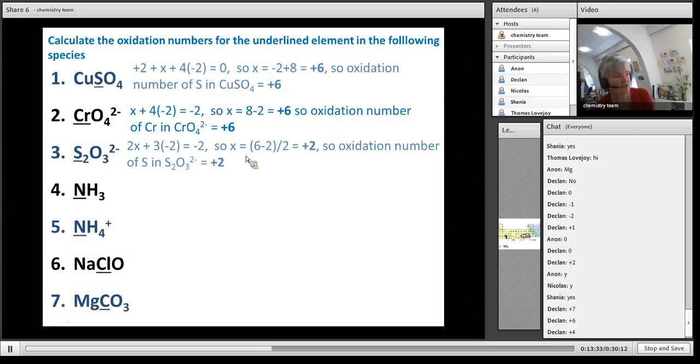So if I work it out, 2x then is equal to 6 minus 2, which is 4. And so x is equal to 4 divided by 2, so it's +2. Do you all follow why I divided by 2? You're welcome to say no, because somebody else may be hoping desperately that somebody will say no. Okay, right, so you all follow. It's because I've got the 2 sulfurs, so I have to divide by 2. So the oxidation number of sulfur in thiosulfate is +2.